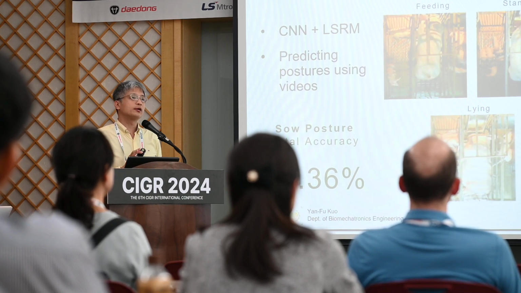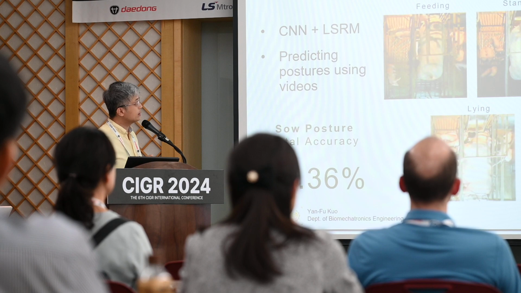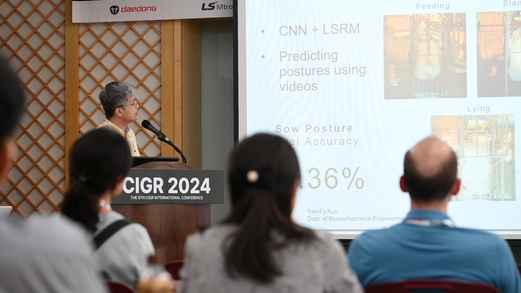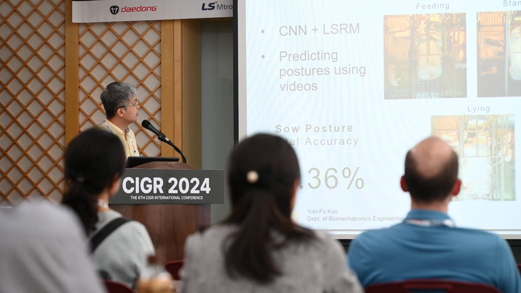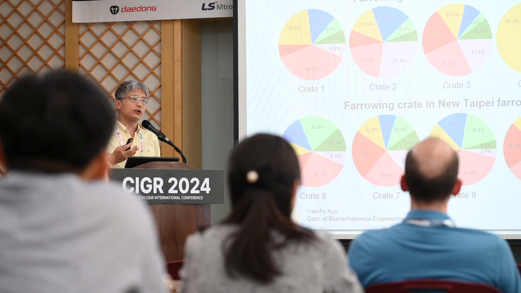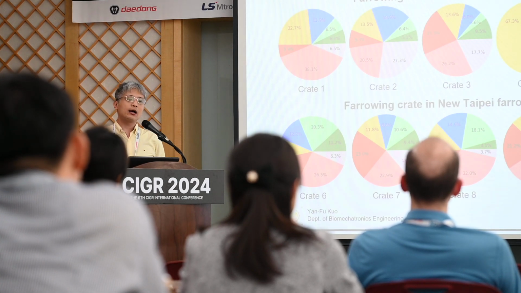Please pay attention to feeding and standing. These two are difficult to distinguish if we only use a single image. So that's the reason why we want to use video. And the accuracy is high enough. So for those videos, we quantify the sow's behavior. But how do we give the information to the farmer?